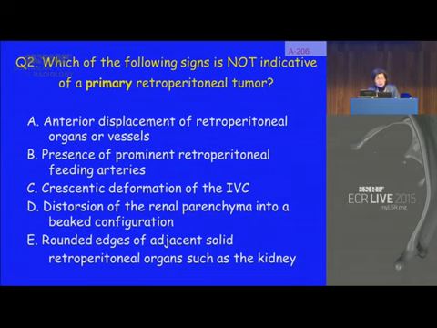So, second question, which of the following signs is not indicative of a primary retroperitoneal tumor? A, anterior displacement of retroperitoneal organs or vessels. B, presence of prominent retroperitoneal feeding arteries. C, crescentic deformation of the IVC. D, distortion of the renal parenchyma into a beaked configuration. And E, rounded edges of adjacent solid retroperitoneal organs, such as the kidneys. Please vote.